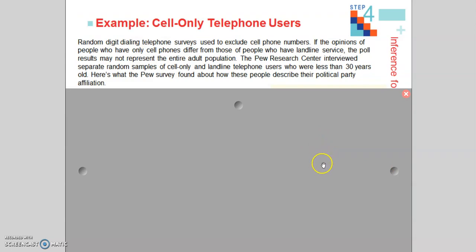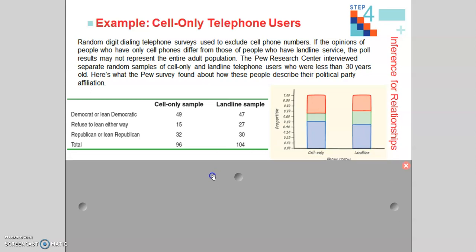So let's look at another example here. Random digit dialing telephone surveys used to exclude cell phone numbers, which was a problem. But it really was only a problem if the opinions of those who had cell phones were different than those who had regular wired landlines in their homes. So the Pew Research Center interviewed separate random samples of cell phone only and landline telephone users who were less than 30 years old, and here's what they found about how they described their political party affiliation.